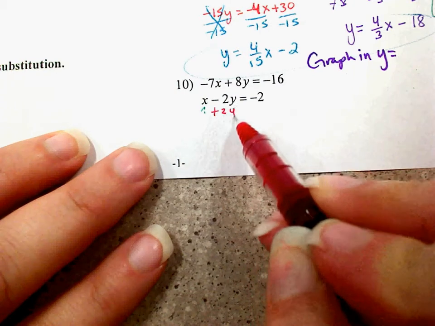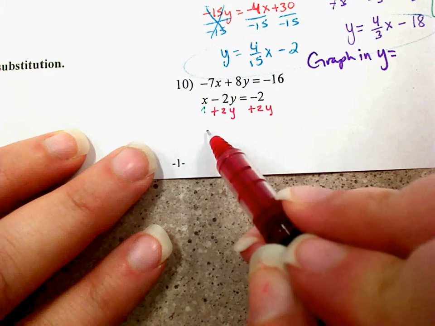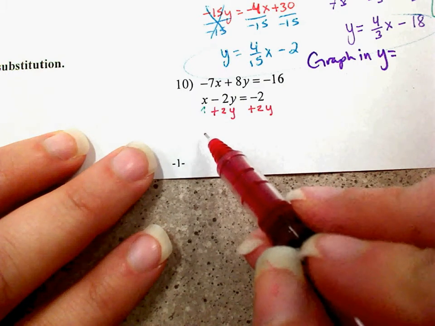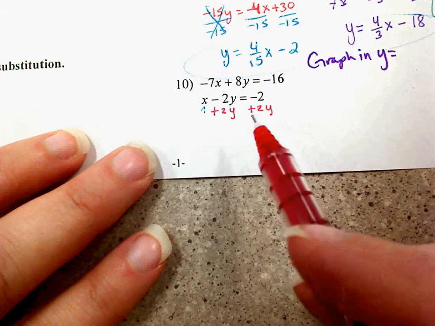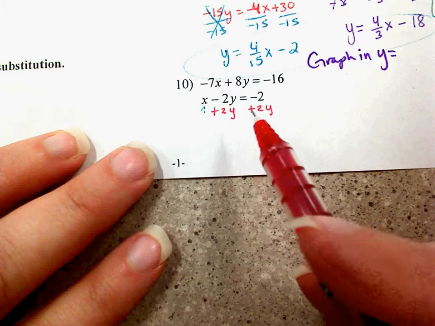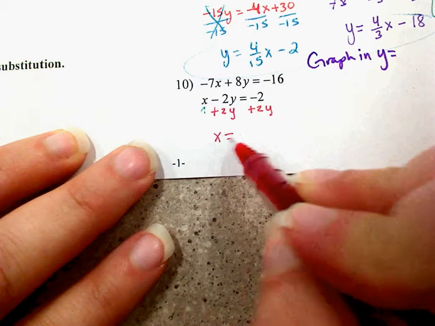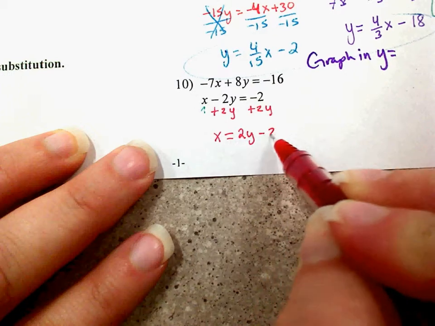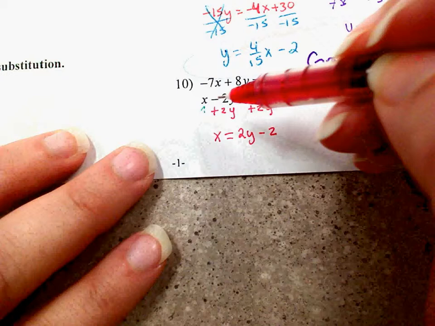Guys, substitution is getting one variable by itself. I don't care which variable, and substituting in. Isn't it easier to solve for x just by adding 2y instead of solving for y by subtracting x and dividing by negative 2? So, x equals 2y minus 2. So I have one variable by itself. Always look for the one that has a coefficient of 1. It's much easier.